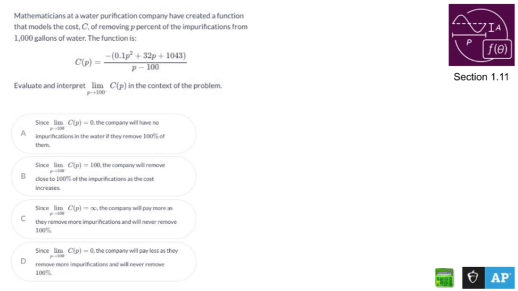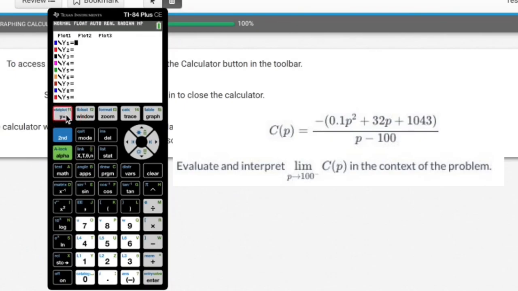So I'm going to take a step aside and take a look at what the calculator has to look like. Okay, let's graph this gross, terrible problem. Let's hit Y equals negative. Don't make the mistake of typing out the minus sign. They mean different things according to TI. 0.1 x squared plus 32 x plus 1043, close your parentheses, and divide that by parentheses x minus 100.